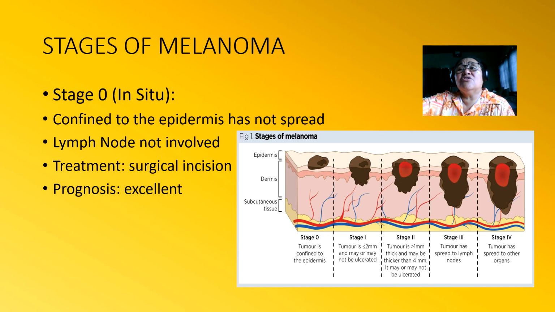So we start with stage 0, in which the melanoma is still in situ. The melanoma is confined to the epidermis, or the outer layer of the skin, and has not spread to lymph nodes or other organs. So the treatment is surgical incision, and the prognosis is excellent with a very high cure rate.